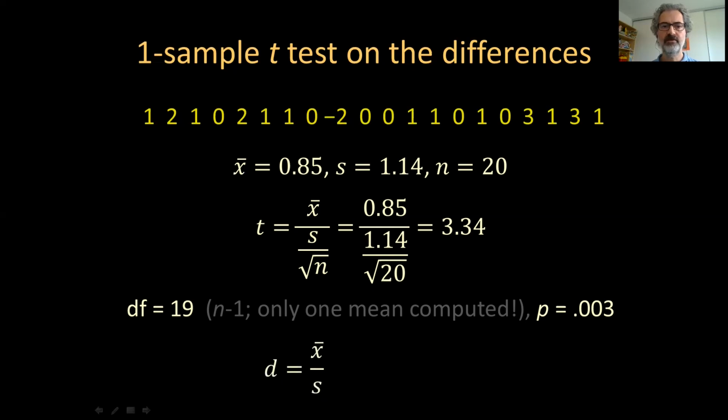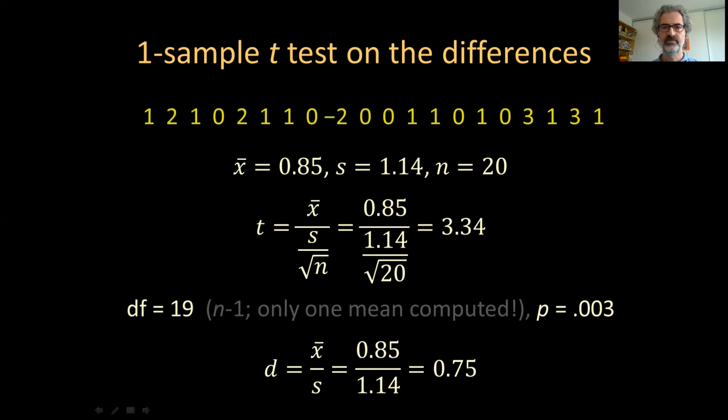The effect size for this intervention is given by dividing the mean by the standard deviation, not the standard error here, the standard deviation. This is Cohen's d, and it shows us that the effect size of this intervention is 0.75, so 3/4 of a standard deviation advantage for the after intervention scores, scaled scores, compared to the before intervention scaled scores.